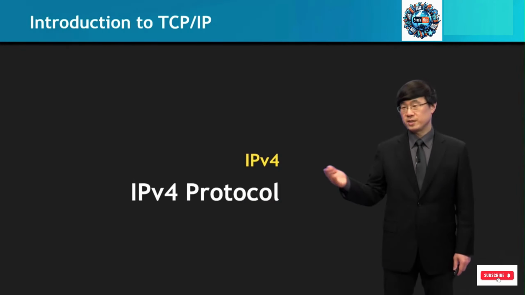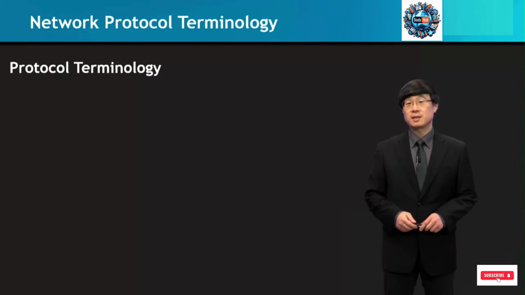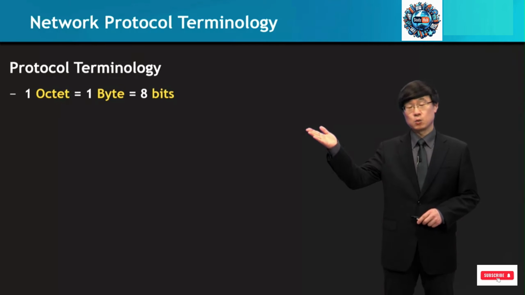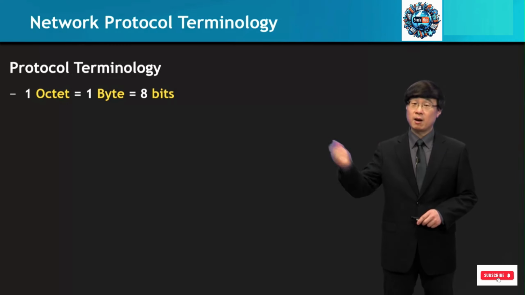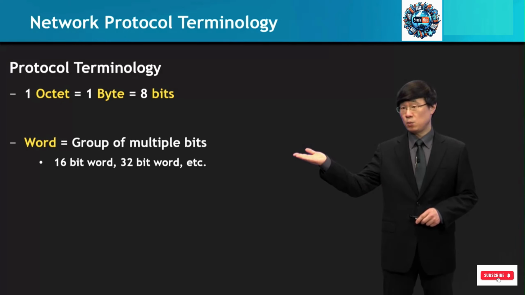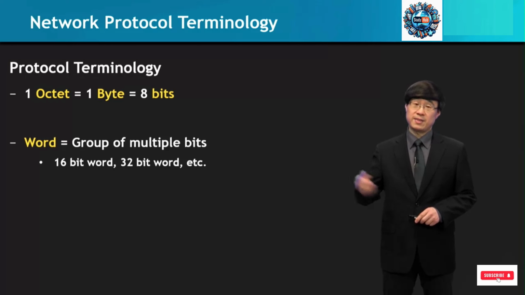In this lecture, we'll study the IPv4 protocol. First, a little bit on protocol terminology. One octet is 1 byte, which equals 8 bits. So an octet and a byte are the same thing. A word is a group of multiple bits. You will see a 16-bit word or a 32-bit word and things like that in the protocol descriptions.